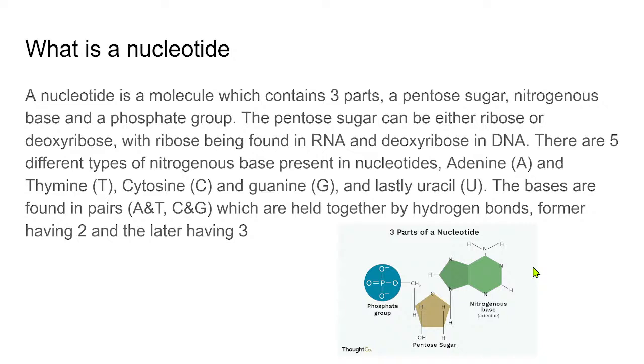These bases are found in pairs, so A and T, and C and G. So often you shorten them to A, T, C, G. Those pairs are held together by hydrogen bonds, and the first pair has 2 hydrogen bonds between them, the third pair having 3.